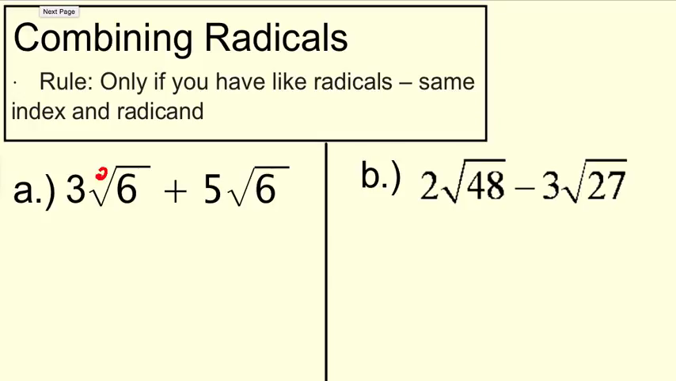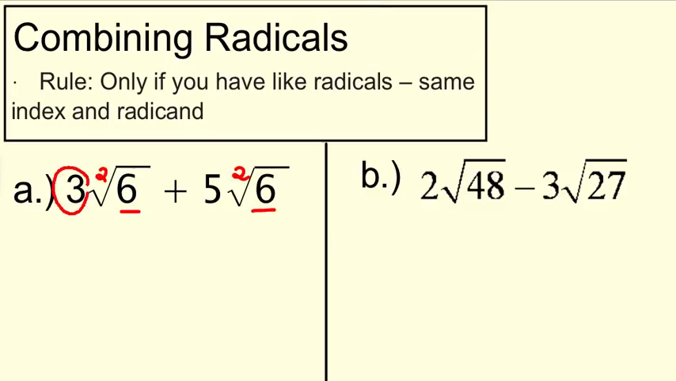If you look at this index here is a 2, and this index here is a 2. The radicand is a 6, the radicand is a 6. So these are considered like radicals. So how you do this is you combine their coefficients in front.